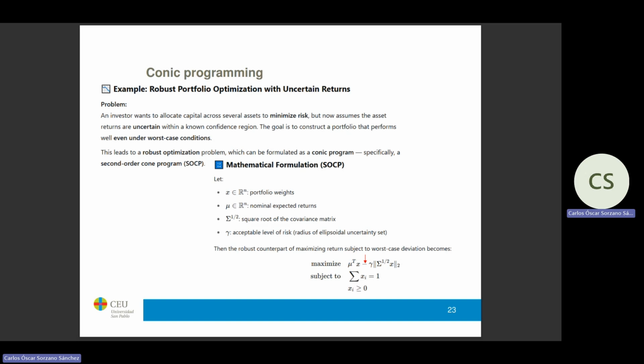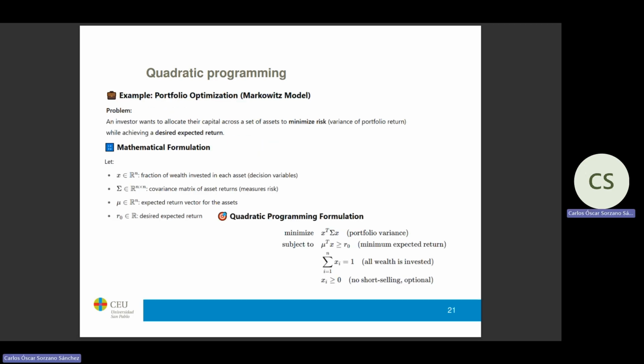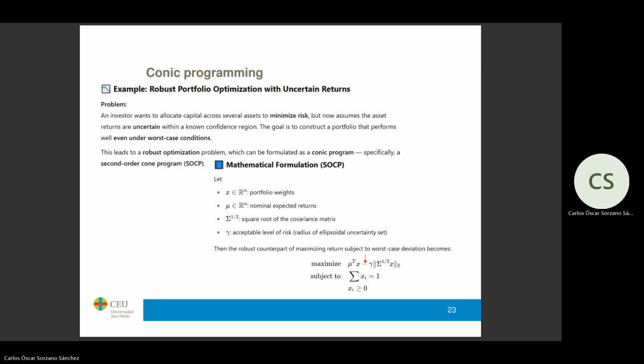So now, before we took the returns as the expected return, but now we are considering a bag for each one of the returns. And the goal is to construct a portfolio that performs well, even in the worst case conditions. So how to translate that?